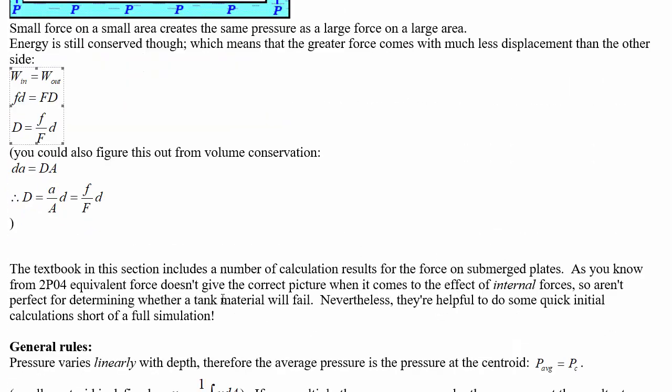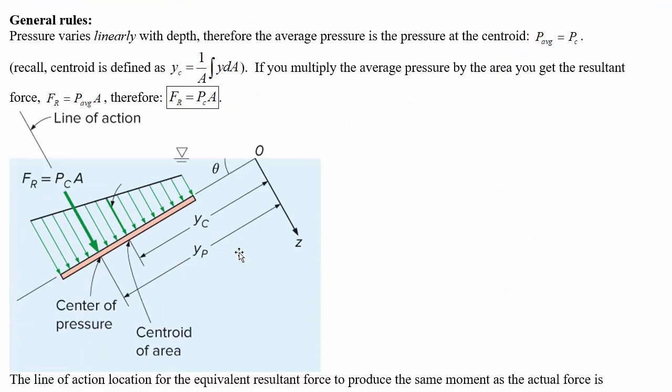Okay, the textbook in this section has a lot of calculation results for the force on submerged plates. Now, as you know, the equivalent force, so if we've got this kind of big plate here, let's figure out where the equivalent force location is in the line of action. This means the force which would produce the same torque on this plate as the actual distributed pressure force does.